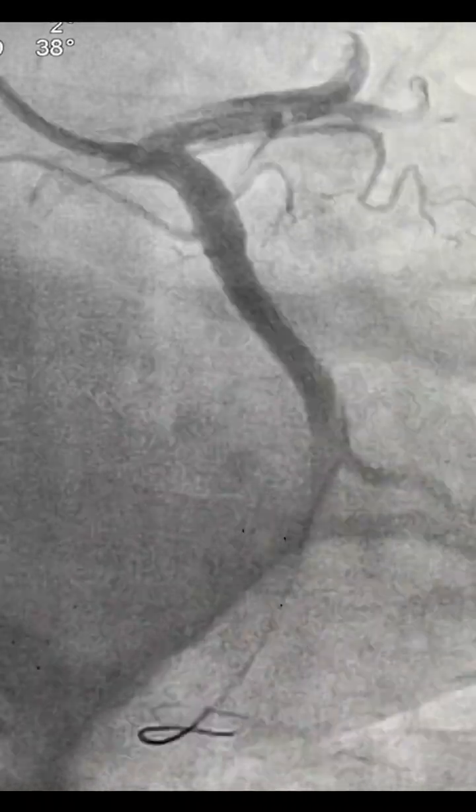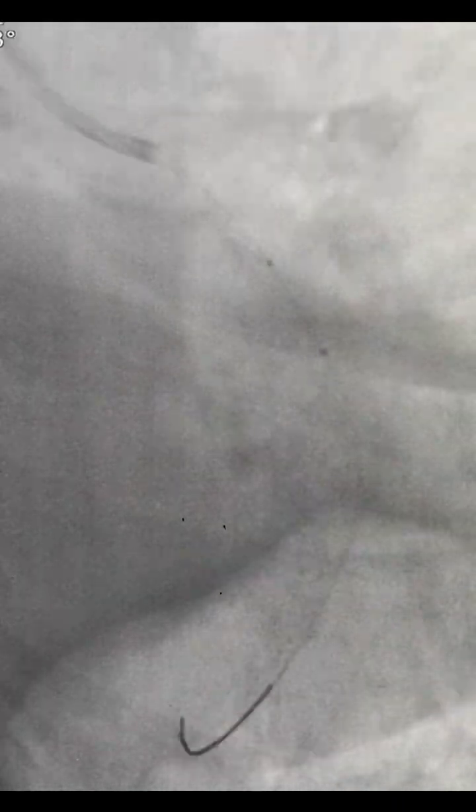We proceeded with the 5.5 balloon. This was a 5.5 balloon, and we post dilated with this 5.5 NC balloon at more than RBP pressure. It was 26 atmospheres, and you can see this in the stent boost.